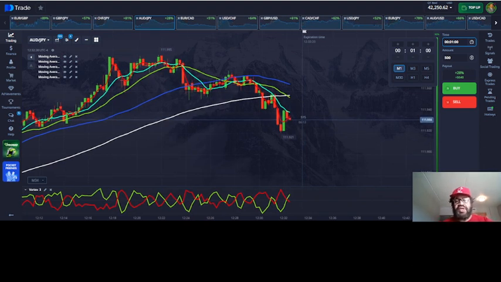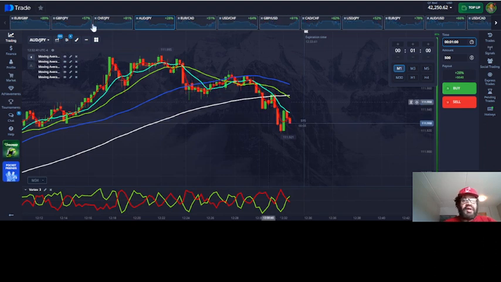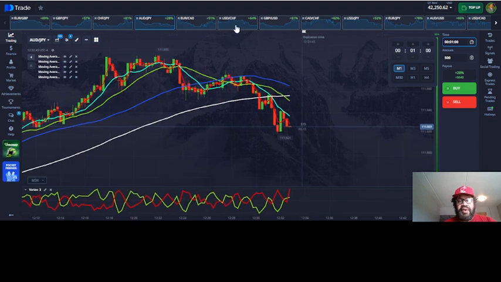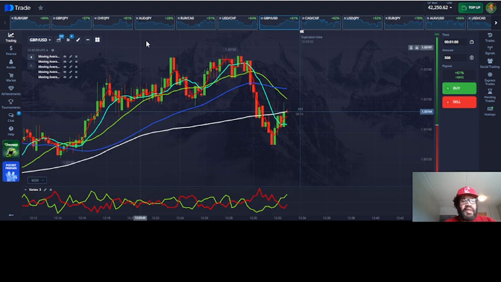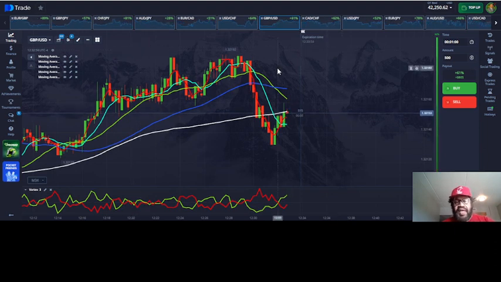Today, what you see here is the Pocket Option platform. I'm going to be trading currency pairs, regular currency pairs, not the OTC pairs. So I've already included them at the top of my chart here: US dollar, Swiss franc, Great British pound, US dollar, and so forth. And I'll be utilizing 5 moving averages and the Vortex indicator.